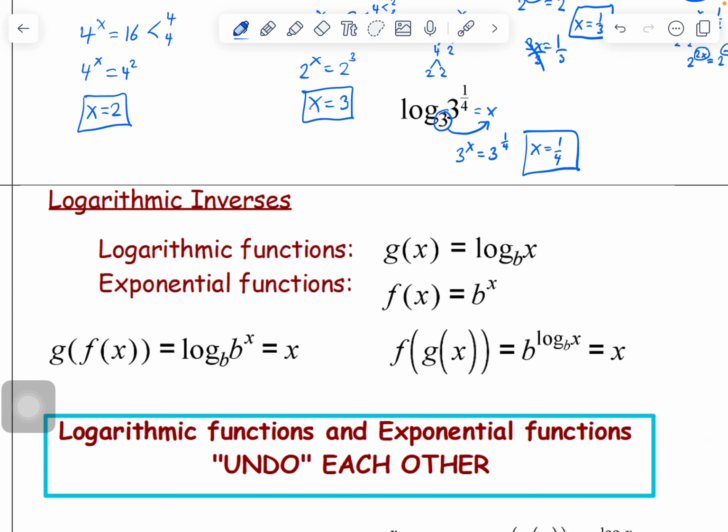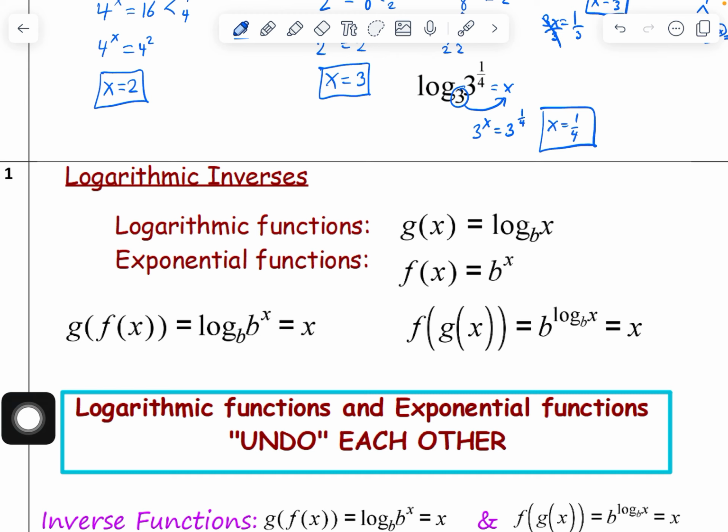So log base b of b to the x equals x. Because if I were to rewrite this in exponential form, b to the x equals b to the x. So in that case, our answer would just be x. But notice how log base b of b, if these are matching, then your answer is just the exponent.